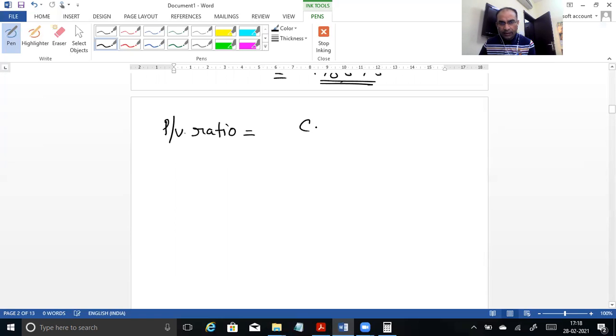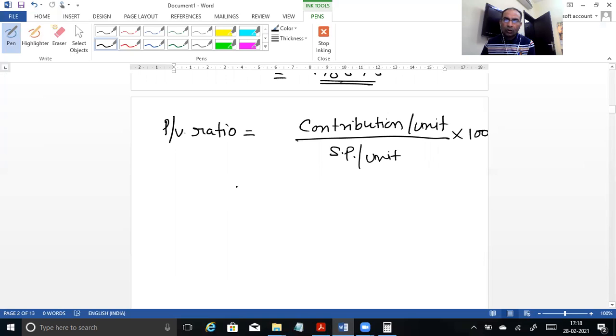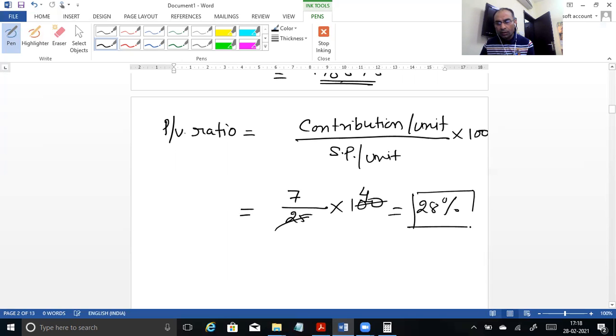Thus, here the formula is contribution per unit divided by selling price per unit, multiplied by 100. In our example, our contribution is 7, the selling price is 25, multiplied by 100, which gives 28%.